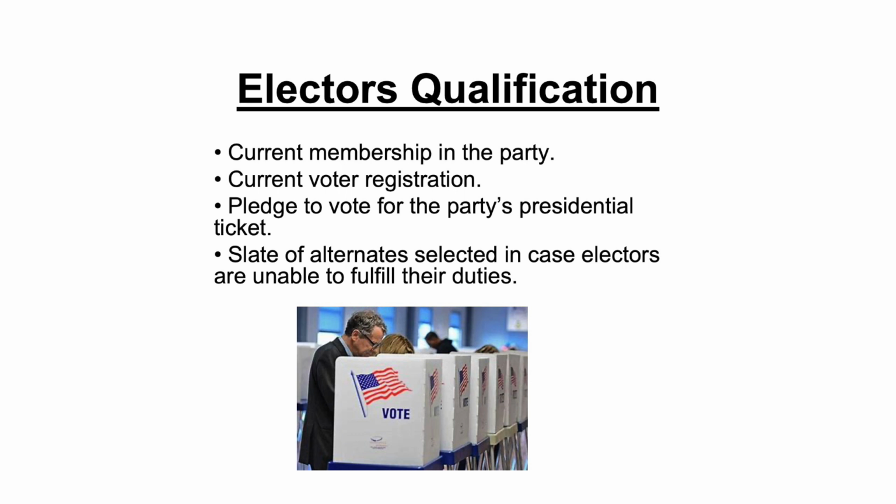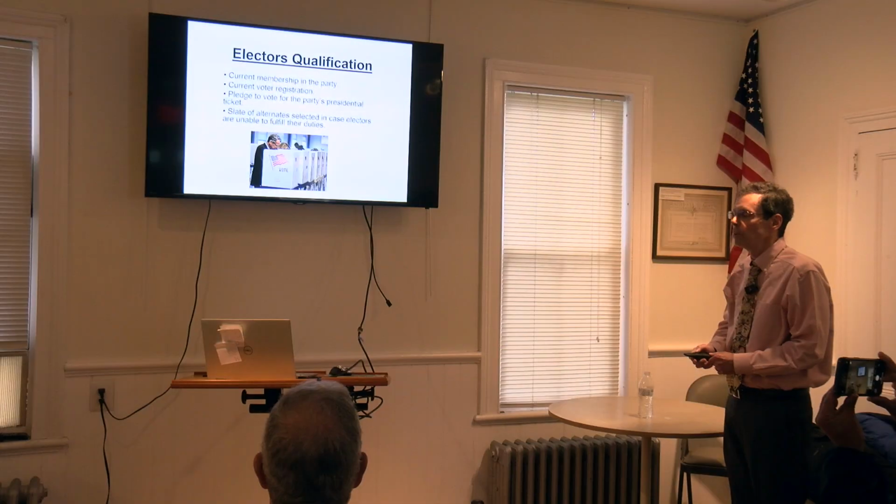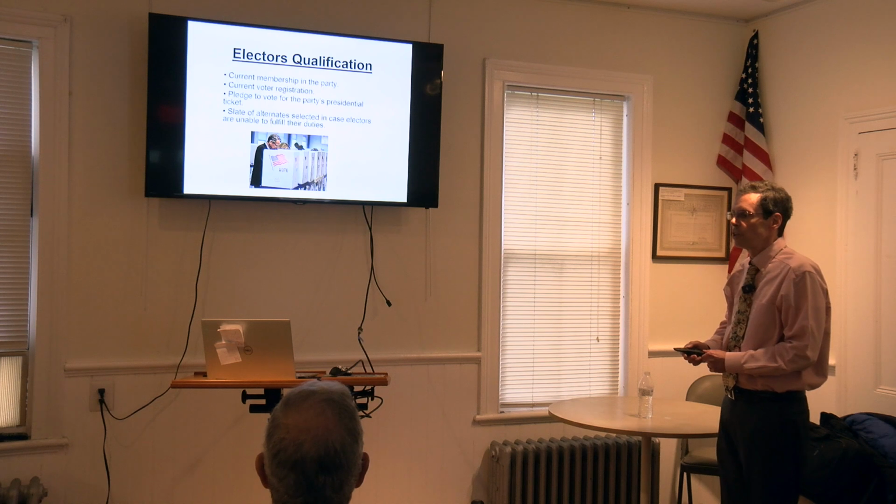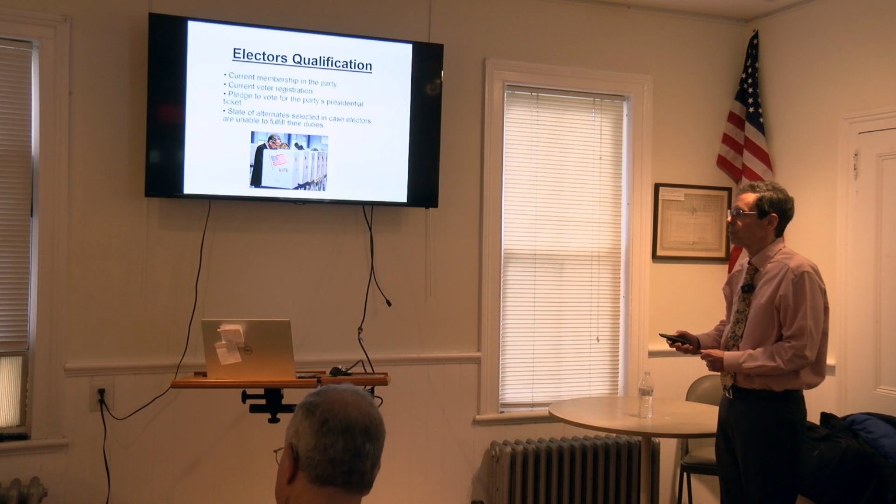The qualifications, like what makes this guy qualified to be an elector? The main thing is that they're currently active in the political process. You know, they're a member of a party, with current voter registration, and they pledge to abide by it. Now, the pledge is an interesting thing because some states are tougher on making sure that the electors follow what they're supposed to do.